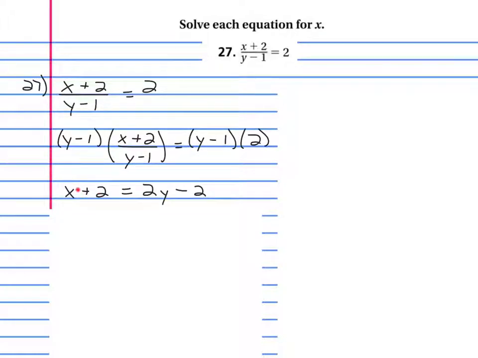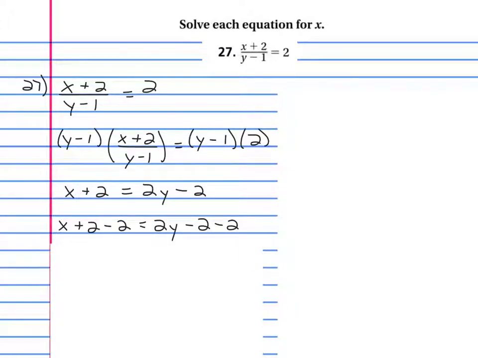Now what's happening to x? 2 is being added to it. So how do we undo that? Minus 2. So we do that to both sides, minus 2. We write what's already there, x plus 2, and we write our minus 2. On the right side, we write what's already there, 2y minus 2, and what we're doing, minus 2.